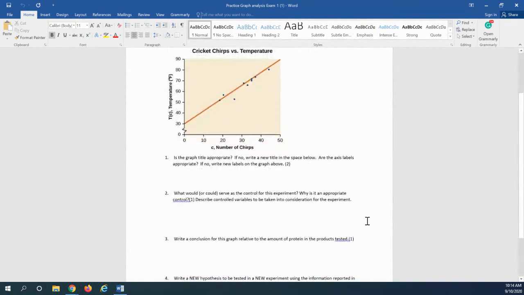And then the third question is write a conclusion. And again, it looks like I have that protein information in there. So just ignore that.